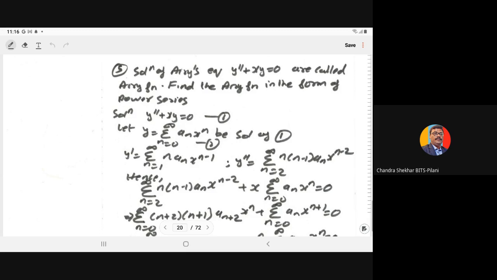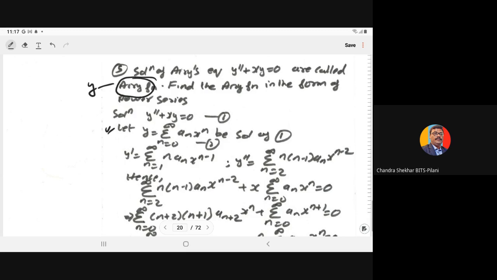Now, a similar type of question: solutions of the Airy's equation y double dash plus xy is equal to 0 are called the Airy's function. Whatever solution comes, y, we term as an Airy's function. Find the Airy's function in the form of a power series. So you have to determine the solution of the given differential equation y double dash plus xy is equal to 0. We know that we let y is equal to summation an x to power n be a solution.